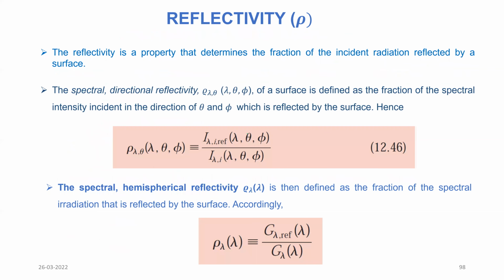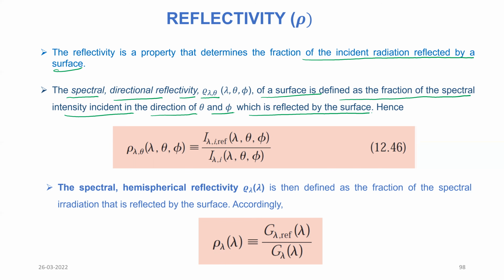Now let us discuss reflectivity. The reflectivity is a property that determines the fraction of the incident radiation reflected by a surface. Now let us discuss the spectral directional reflectivity, rho lambda theta, of a surface, which is defined as the fraction of the spectral intensity incident in the direction theta and phi which is reflected by the surface.